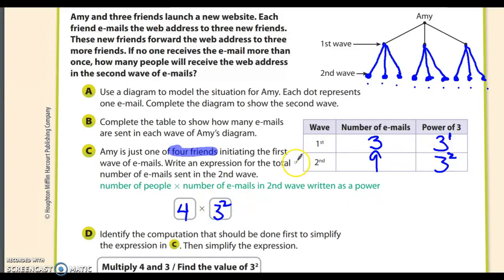We know that because check it out. This is the wave right here. And the power is 3 to the second power. 3 times 3 is 9. So question D says, identify the computation that should be done first to simplify the expression in C, then simplify the expression. Well, what are we supposed to do first? Are we supposed to do 4 times 3, or are we supposed to find the value of 3 squared? Well, this is a PEMDAS question.